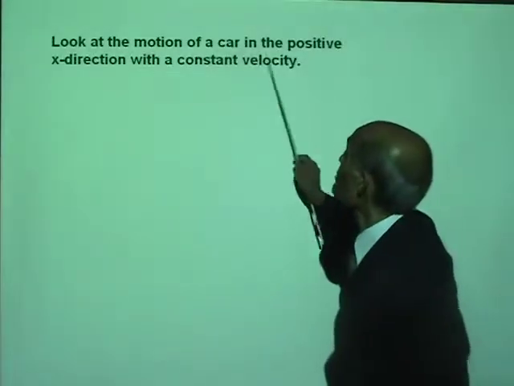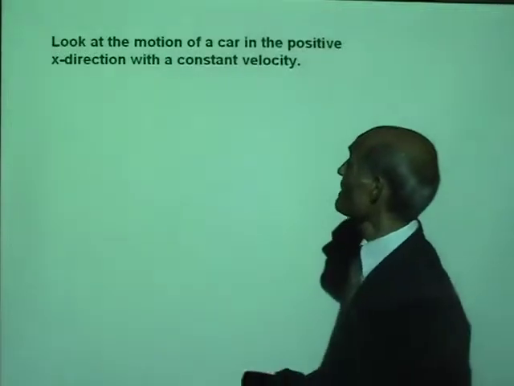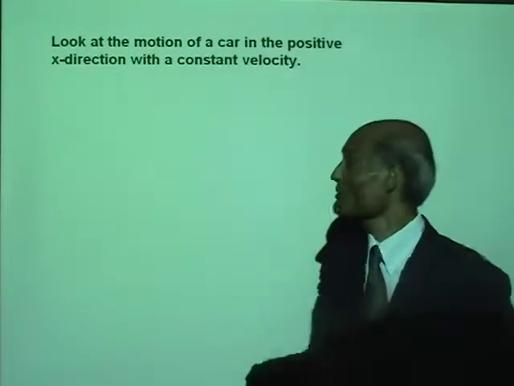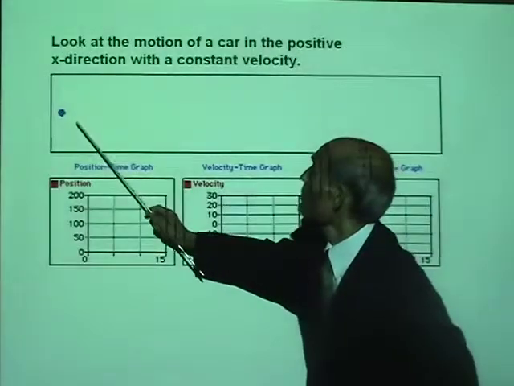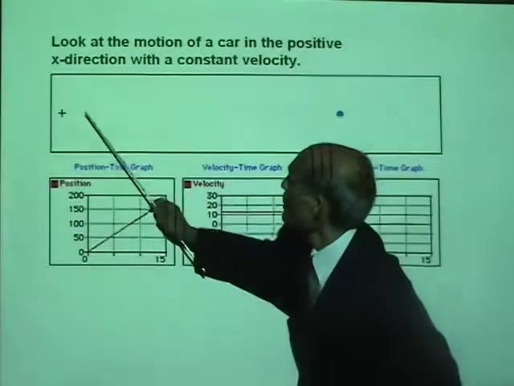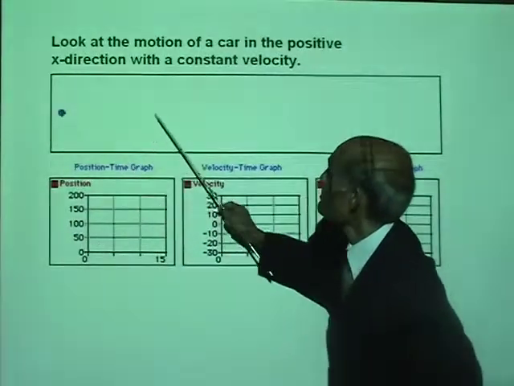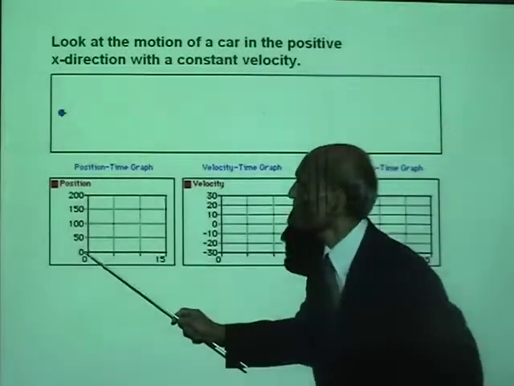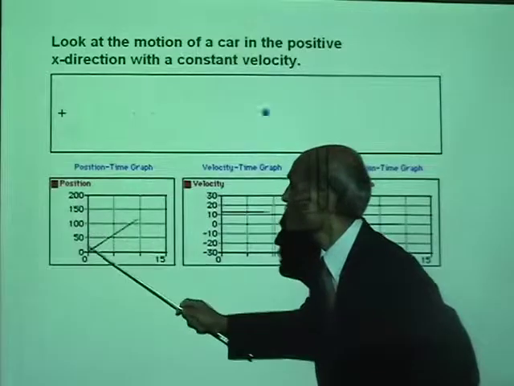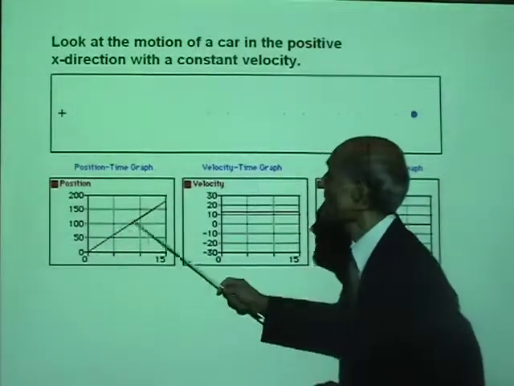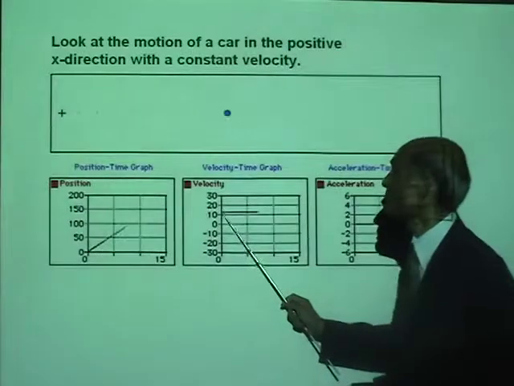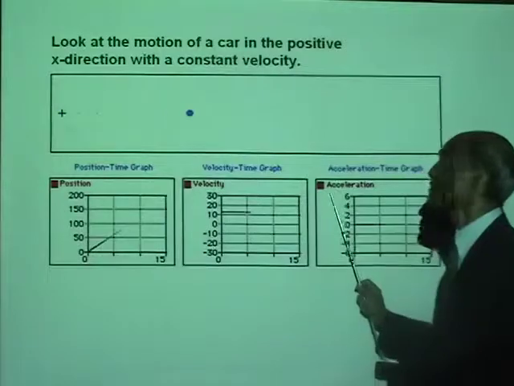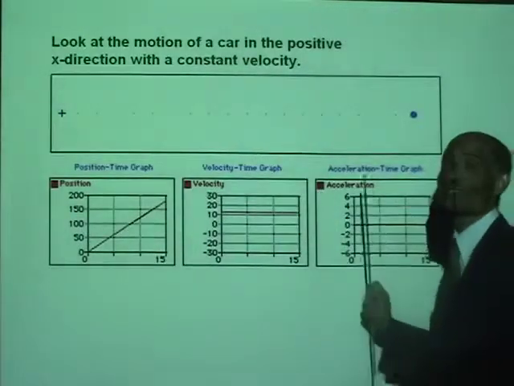Alright. Look at the motion of a car in the positive x direction with a constant velocity. I'm going to illustrate this one more time. Here I have a car moving with a constant velocity. Look, each second the change in position is exactly the same. Constant velocity. And look at the graph of position against time. It is a straight line. And you can see the velocity does not change. The velocity remains a constant. That means there is no acceleration.